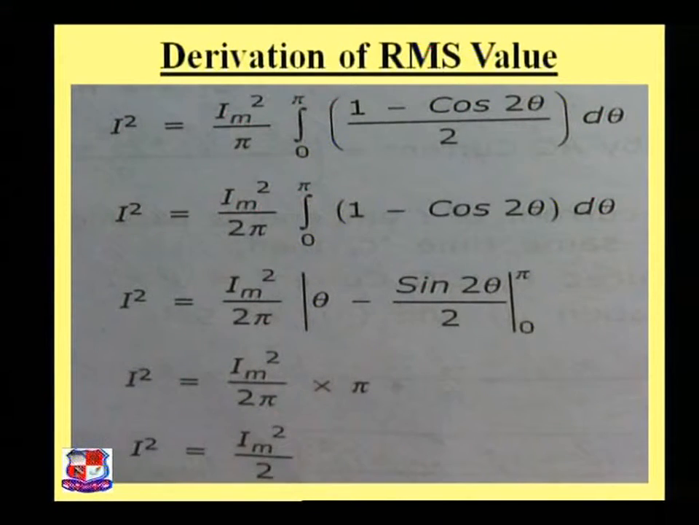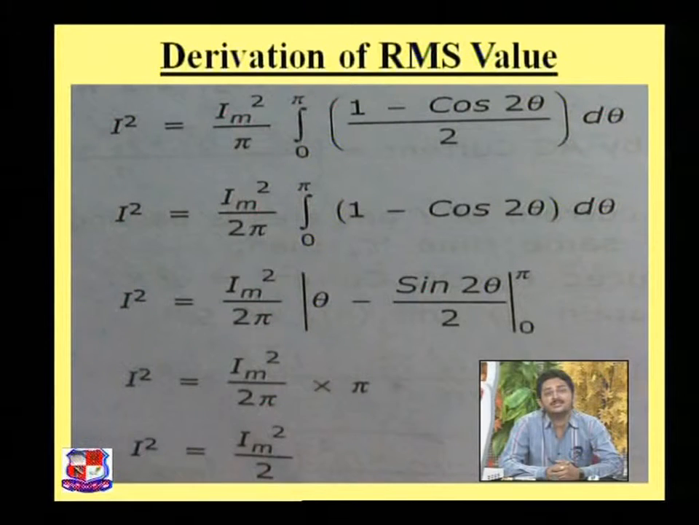Now here you have to put the value of sin square theta using the mathematical identity, sin square theta equals 1 minus cos 2 theta by 2. This is the mathematical derivation. So instead of writing sin square theta, you put 1 minus cos 2 theta by 2. Now the 2 is a constant, so you keep it outside the integral. So we get I square equals Im square upon 2 pi, integration of 0 to pi, 1 minus cos 2 theta d theta.